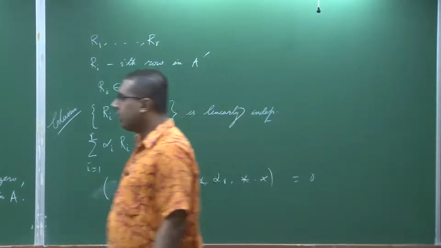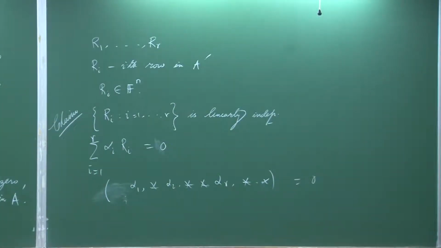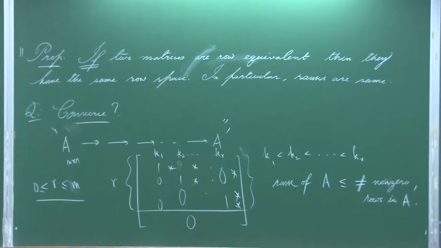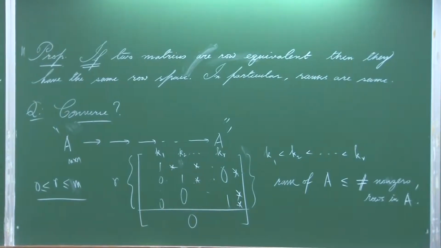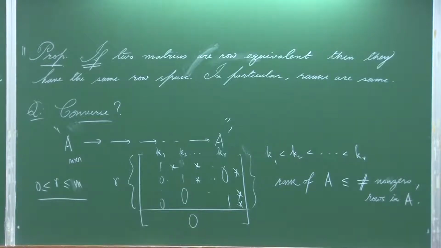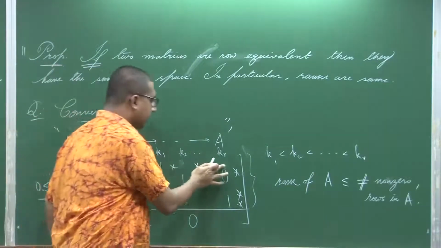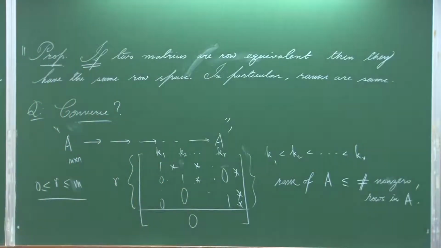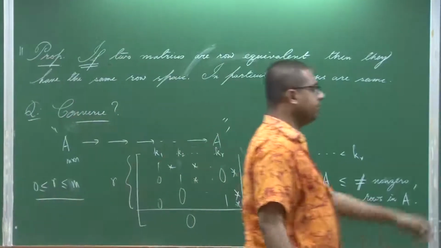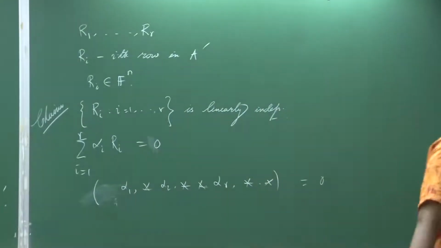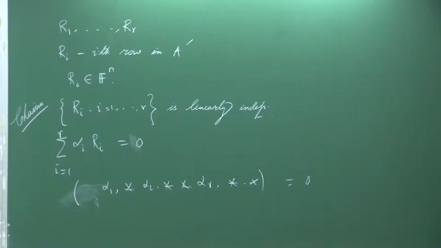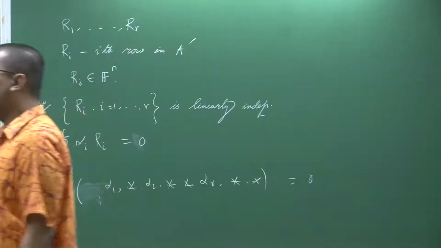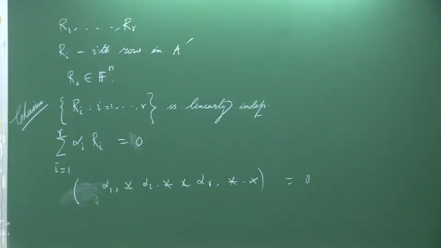So that shows that, given a matrix A in its row echelon form, the non-zero rows form a basis of the row space of the given matrix A. This also tells you a general method for finding the basis of a given subspace. Suppose I give you a set and ask you to find a basis of the vector space spanned by this set. This serves as a method.